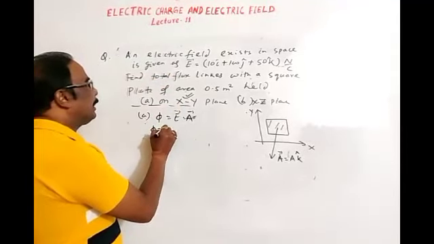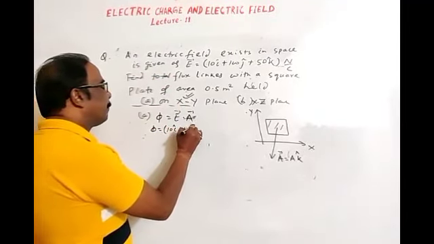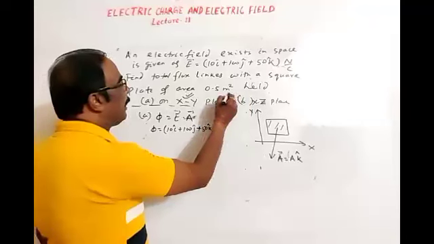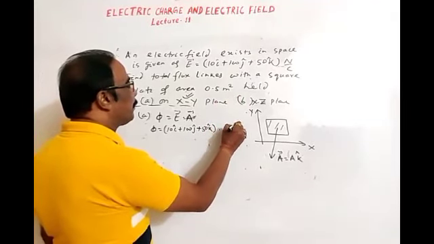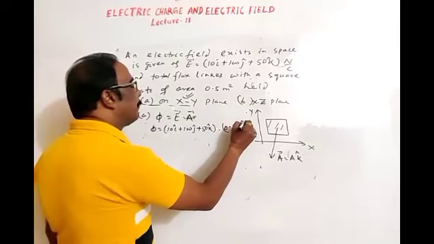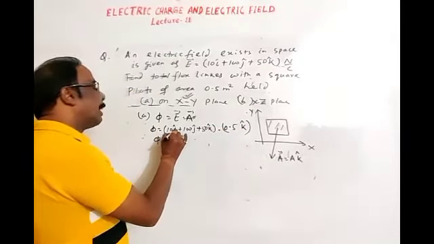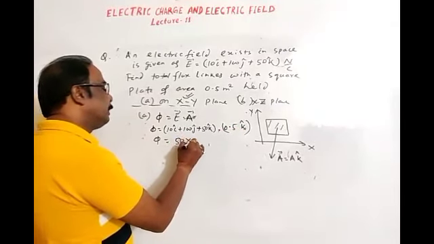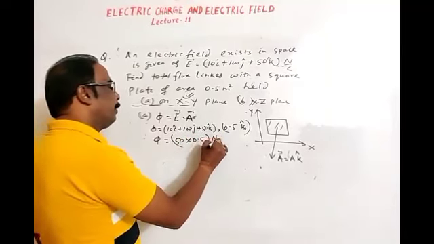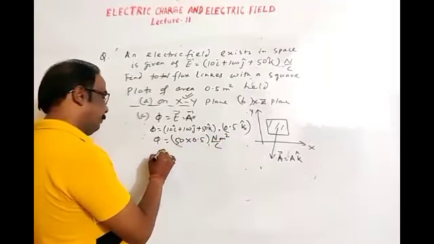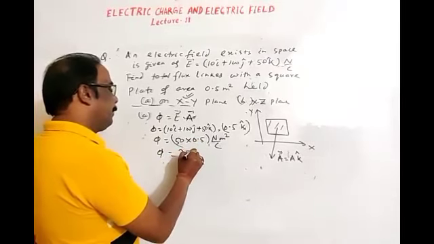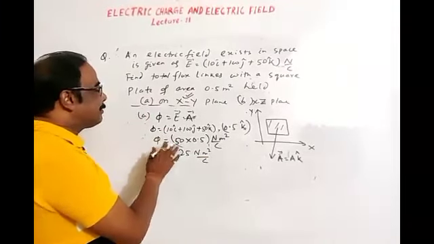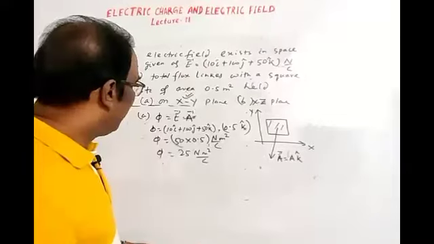Now flux is electric field vector, 10 i cap plus 100 j cap plus 50 k cap, dot area vector. Area is 0.5 meter square, again direction is k cap. Now i cap dot k cap is 0, j cap dot k cap is 0, then total flux is 50 into 0.5 Newton meter square per coulomb. Then flux is equal to 25 Newton meter square per coulomb. Okay, this is the answer of part A, then part B.